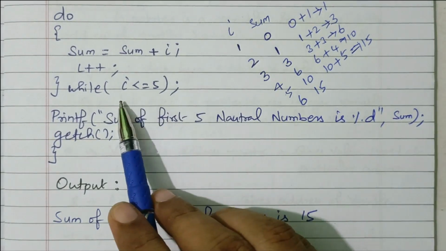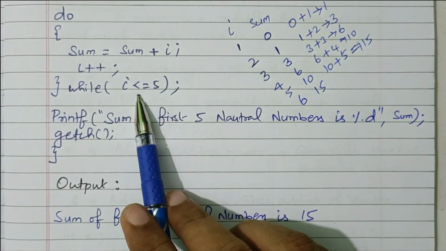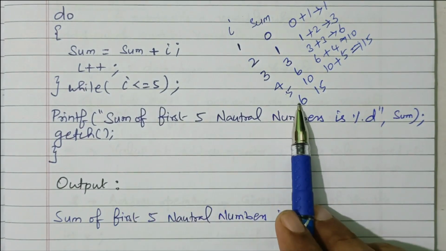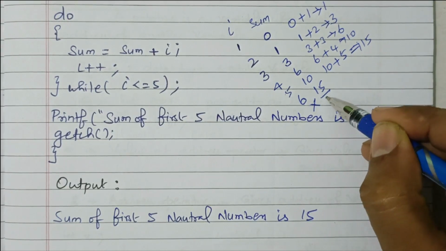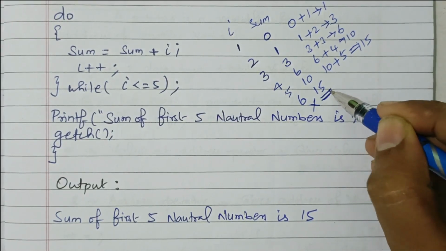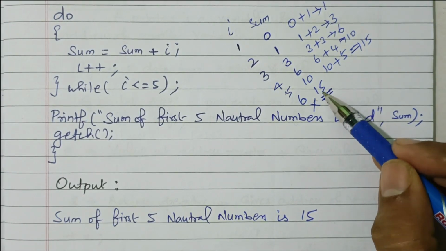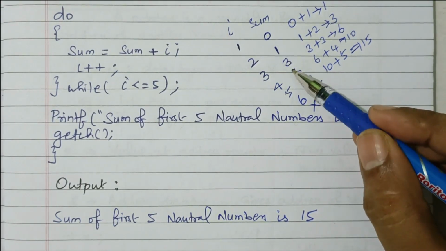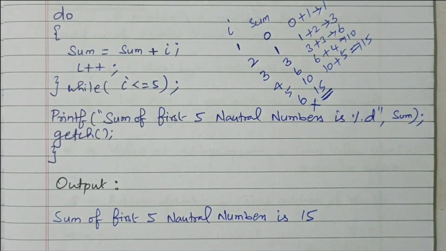See this, now the condition is false. I should be less than or equal to 5, but it is greater than 5. It becomes 6, so it will stop the process. So finally what is available in the sum is 15. That is our required answer. So we got the sum one by one, we add the value, and finally we got the final value as 15. Right? Now we can print this value.